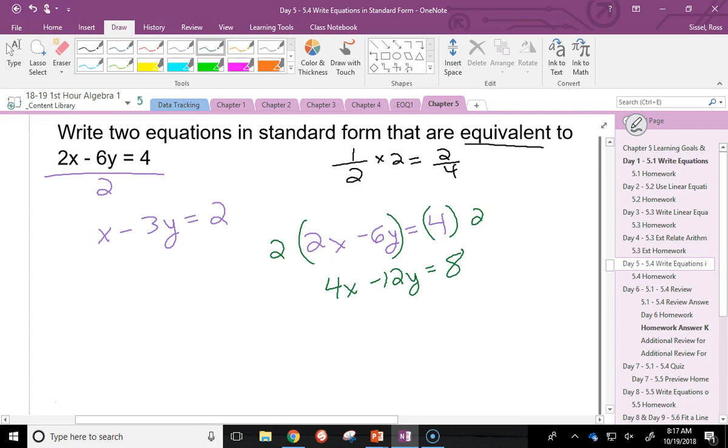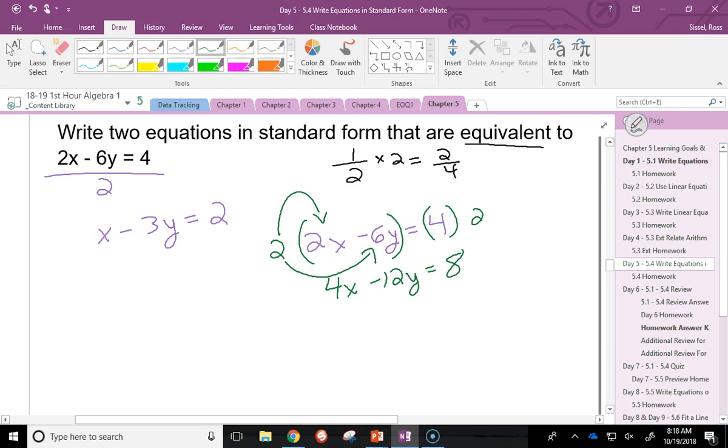But making equivalent fractions here, or equivalent equations, it's just that. The biggest problem I see happening is either 1, we only do it to one side, or 2, we only do it to one of the numbers. Remember, if I times this 2x minus 6y, the 2 has to go to both parts.